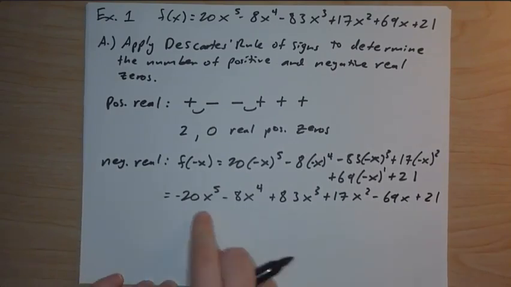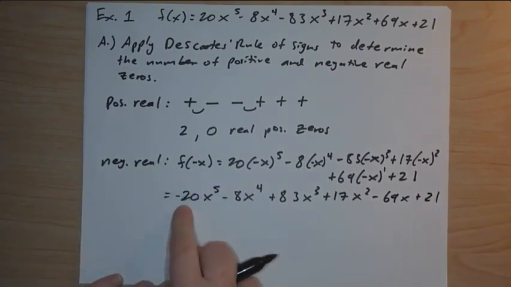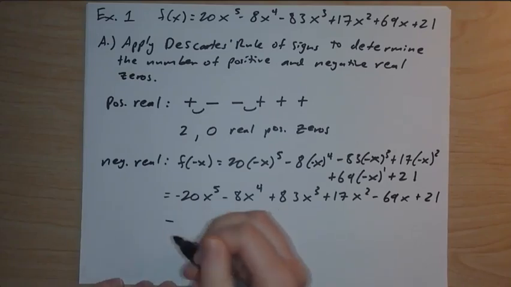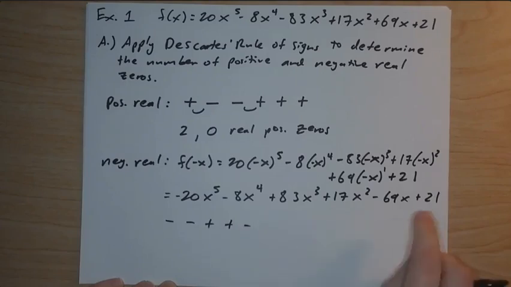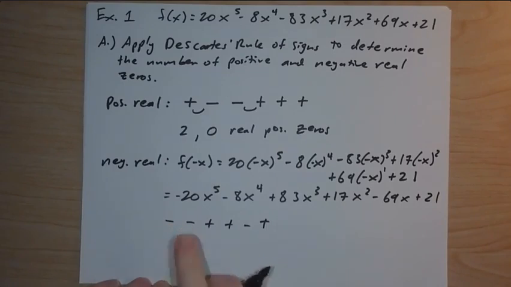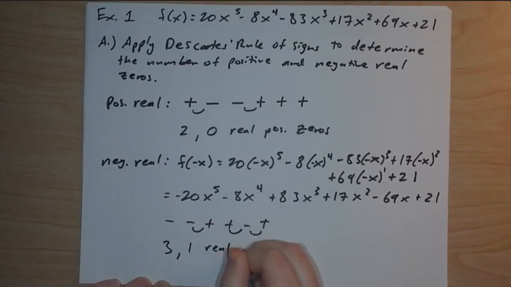So now we're going to look at the signs of f of negative x. We have a negative 20x to the fifth, we have a negative 8x to the fourth, we have a positive 83, positive, negative, and then a positive. So now we look at the sign changes. We start with a negative and then we change to positive here, and we have a positive and then we change to a negative here, and then we have a negative and then we change to a positive here. So we have 3 sign changes. And so we have 3 or 3 minus a positive integer 2. We have 3 or 1 real negative zeros.